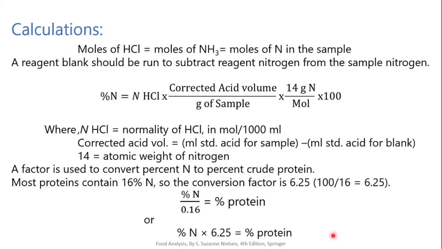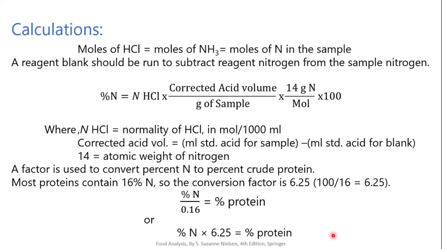Now the calculation. The number of moles of HCl is exactly equivalent to the number of moles of ammonia formed, which equals the number of moles of nitrogen in the sample. A reagent blank should be run to subtract the reagent nitrogen from the sample nitrogen. The percentage of nitrogen equals normality of HCl times corrected acid volume, divided by weight of the sample in grams, times 14 grams per mole, times 100. Here N is the normality of HCl, and corrected acid volume equals ml of standard acid for the sample minus ml of standard acid for the blank. 14 is the atomic weight of nitrogen.